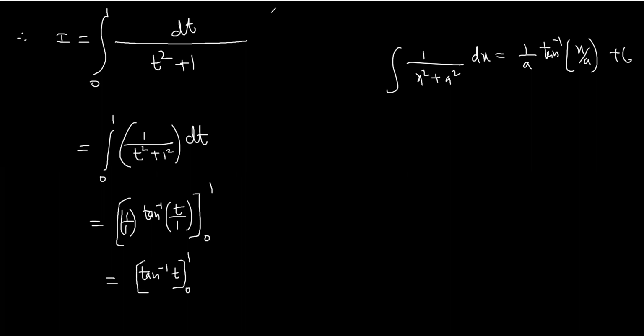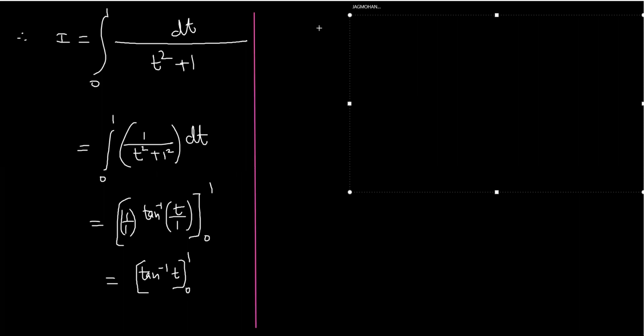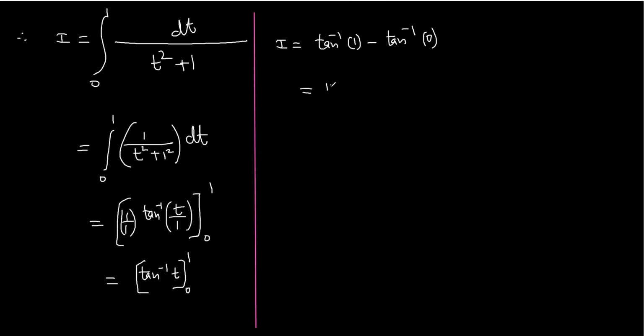Now what? Upper limit minus lower limit. The next step is upper limit minus lower limit. So we get here I equals to, wherever t, write the upper limit. So tan inverse of 1 minus tan inverse of 0. Tan inverse of 1 is pi by 4, and tan inverse of 0 is 0. So you get the answer as pi by 4. This is the final answer. Very interesting question. You must watch this again and practice it well.